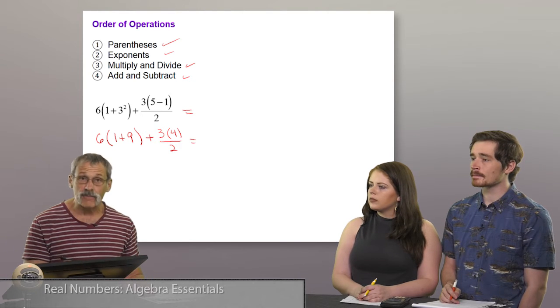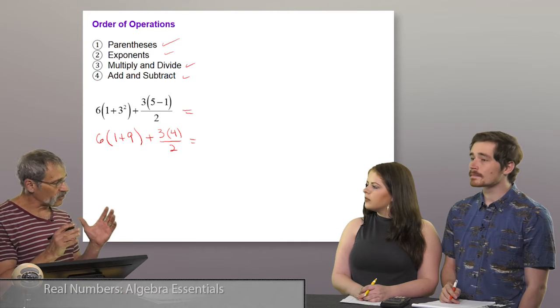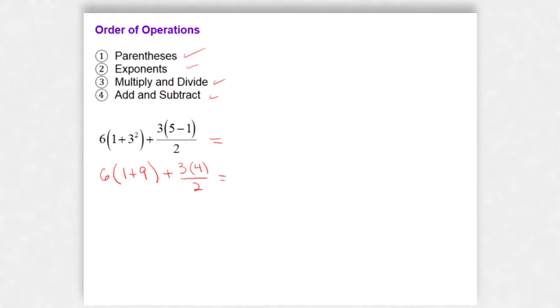But if you have a real eye for detail, you'll notice that the parentheses are not quite completed. I still have a set of parentheses to evaluate. What am I driving at? What's my next step going to look like? Would you add 1 plus 9? Which gives me what? 10. So I have 6 times 10 plus 3 times 4 divided by 2.